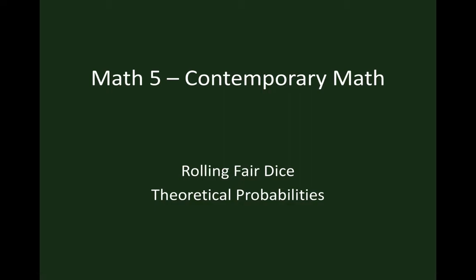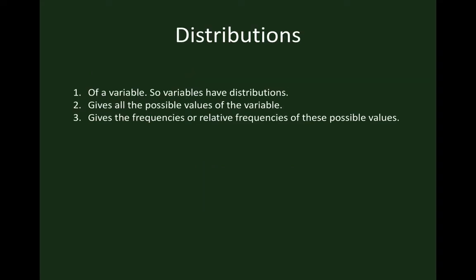In this video, I will be discussing the theoretical probabilities and the probability distribution for rolling a pair of fair dice. Now, let me remind you of what a distribution is. Distributions are often used in statistics to calculate probabilities for particular variables. And so distributions are of a variable. So when we think about distributions, we want to be thinking about what variable they're representing. They give all the possible values of that variable, and they also give the frequencies or the relative frequencies for the possible values.